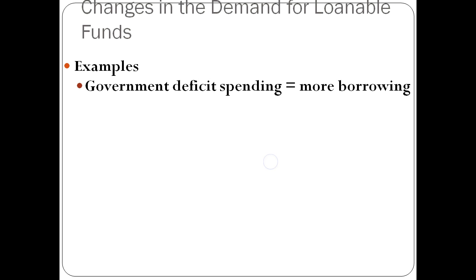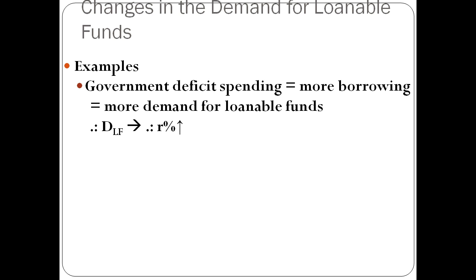So for example, let's say the government is deficit spending. If the government is deficit spending, that means it is borrowing to spend. So there is going to be more borrowing because the government is doing the borrowing in order to spend. That means more demand for loanable funds. The demand for loanable funds shifts to the right, which implies, remember, those three dots mean implies, that your real interest rate is going to go up, as we'll see on our loanable funds graph in a moment.